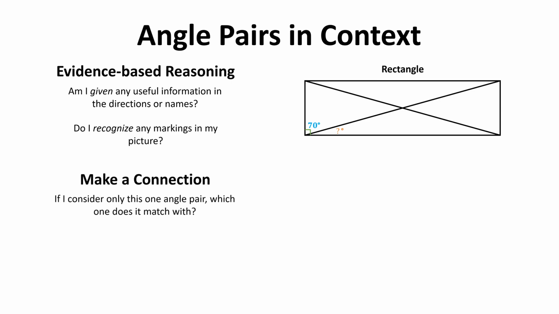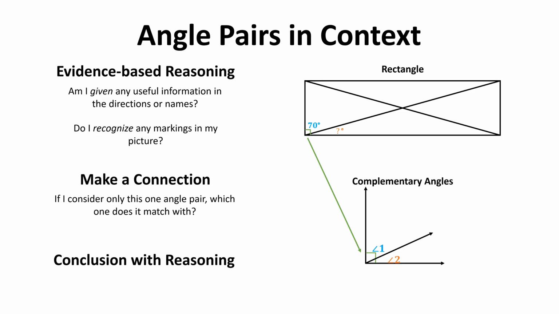Well, let's make that connection. If I consider only this one angle pair, which one that we've learned about does it match with? That green box we now know means that this angle pair is a set of complementary angles. So, what does it mean to be complementary angles? That's our final conclusion with reasoning. Because these angles are complementary, they add to 90 degrees.